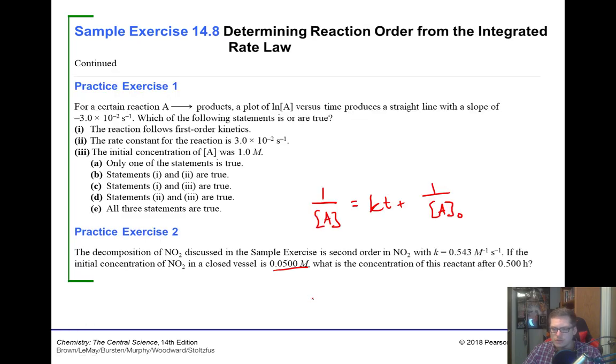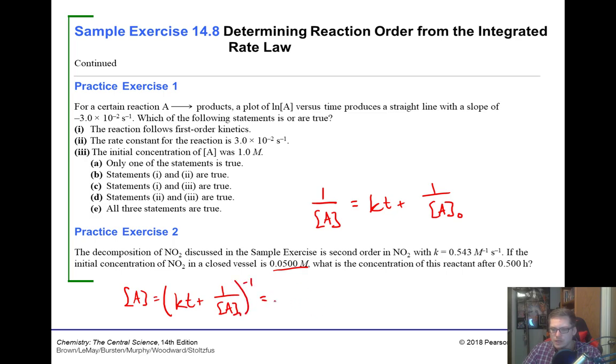All right, here we go. And then it says, if the initial concentration is this, what is the concentration of this reactant after 0.5 hours? Okay, so we're solving for this guy here, but we got to flip it over. So we'll say the concentration of A is equal to all of this inversed, so it's everything to the -1.